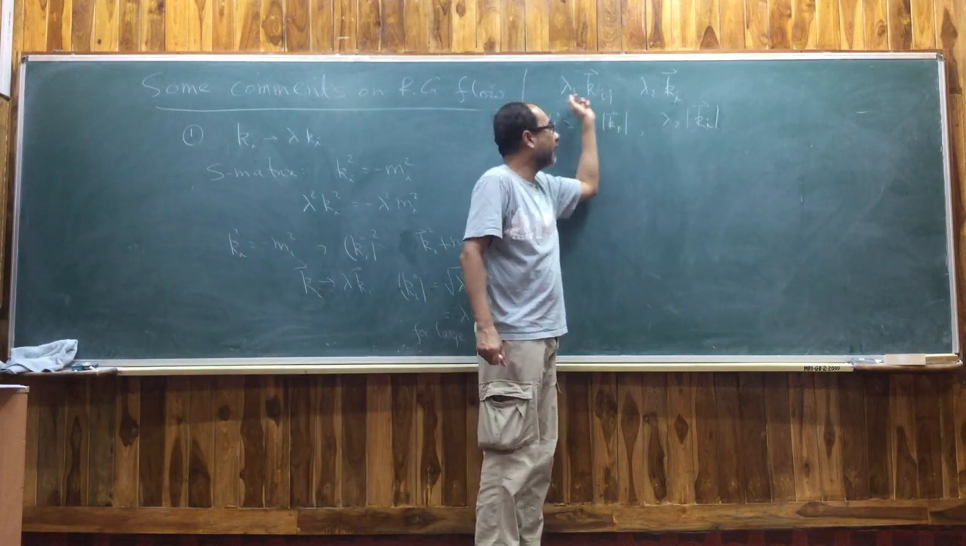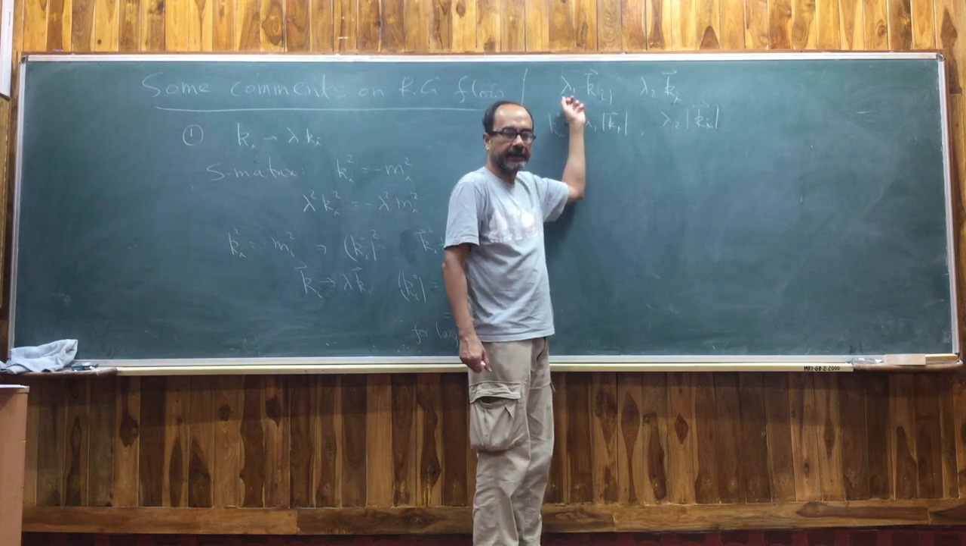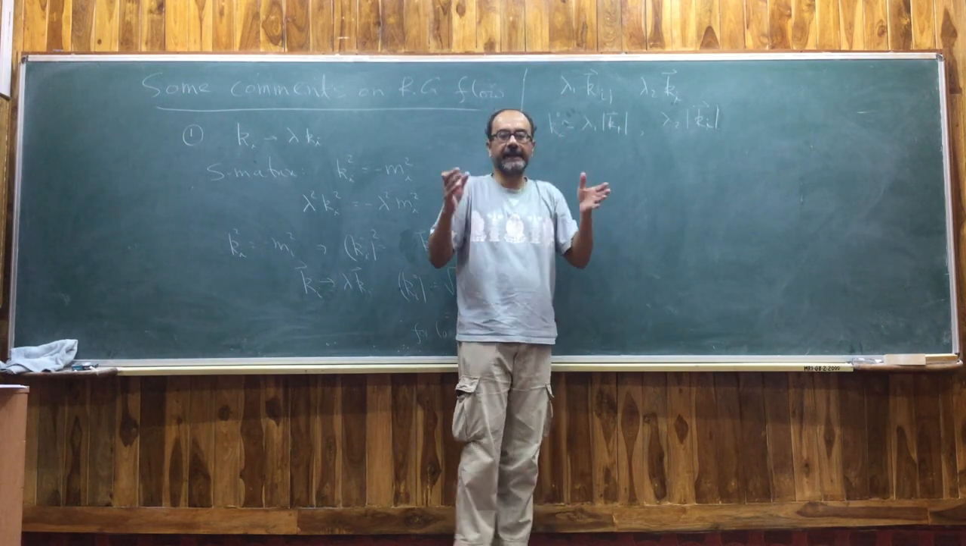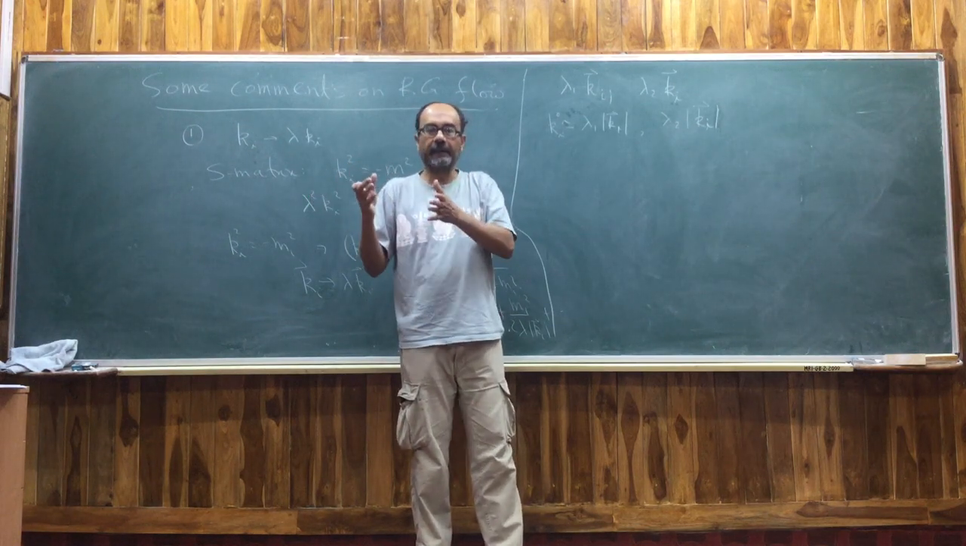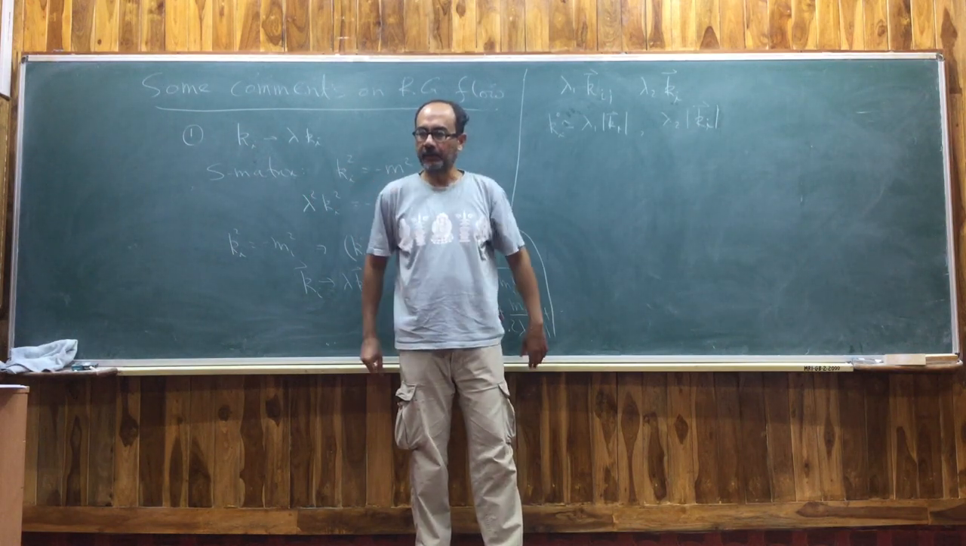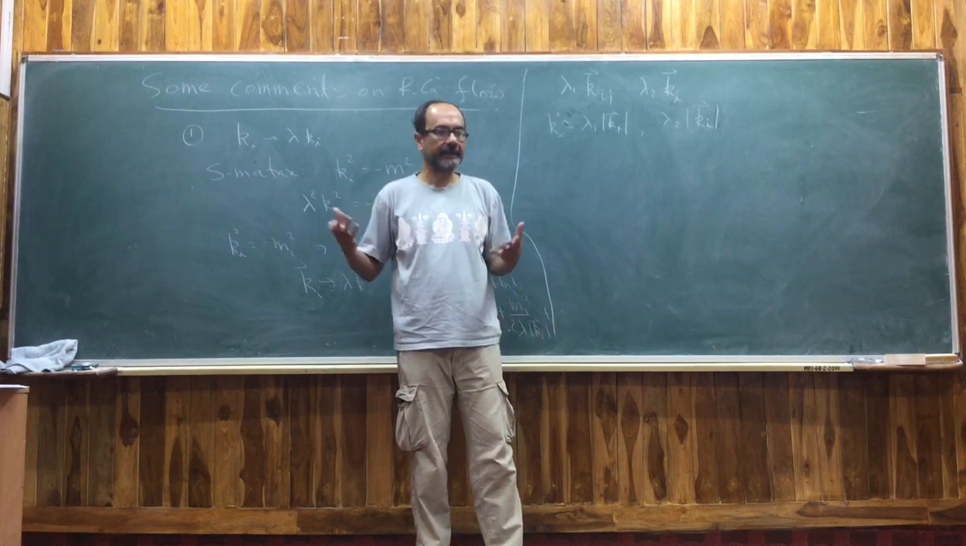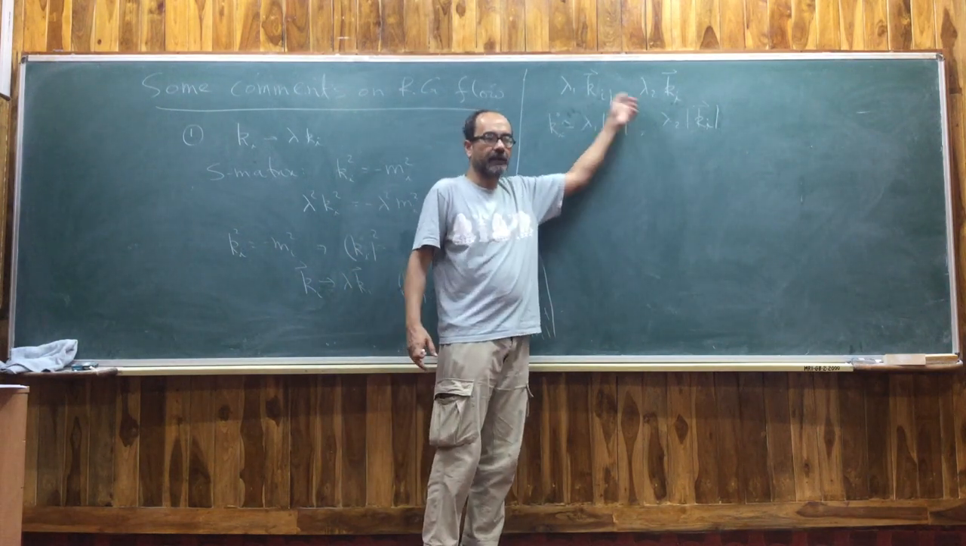Okay, you can go from lambda 1 ki to lambda 2 ki. You can even take lambda 1 to be much larger than lambda 2, right? But as long as lambda 2 ki is already much larger than the mass that you started with, then the RG equation approximately tells you how to go between the two.